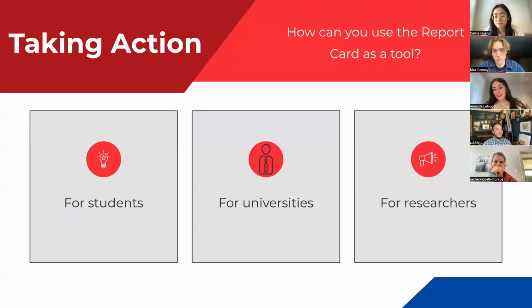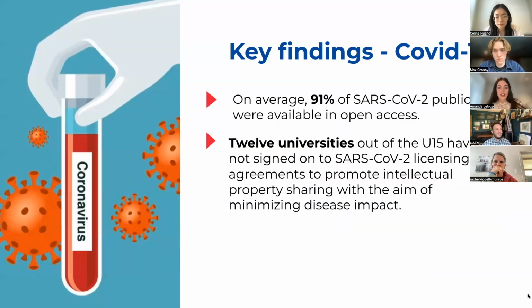One of our last key findings is that, despite the efforts for open access publishing, 12 universities out of the U15 have not signed on to COVID-19 licensing agreements to promote intellectual property sharing with the aim of minimizing disease impact. So even though they really want to share their findings, if they actually find something, they want to have the profit from it.